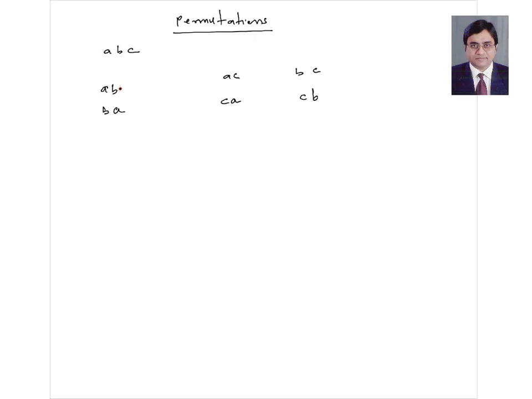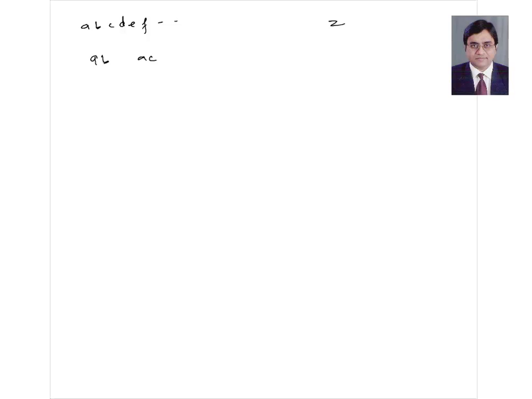This method is simple if you look at small numbers, I mean just three numbers or alphabets. But when the number is large, then this type of counting becomes tedious. Now suppose we have the same question, A, B, C, D, E, F, G, H, and so on. Now choose two, and not just choose, place in order. Then the job becomes bigger and bigger. So you will start with AB, AC, AD, AE, AF. You will go up to AZ.